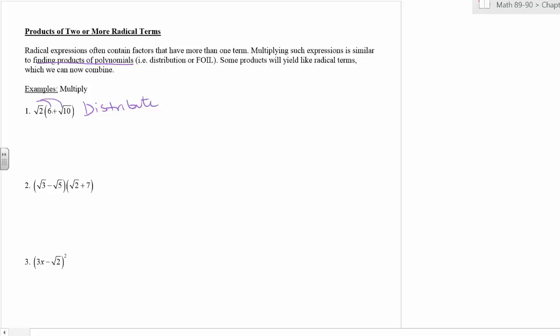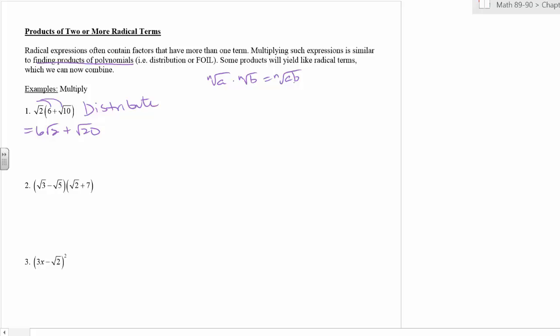So what's the square root of 2 times the square root of 6? Well, the 6 is on the outside of a radical. The 2 is on the inside, so we just end up with 6 square roots of 2. Plus the square root of 2 times the square root of 10, you just end up with the square root of 20. So remember this rule. If you have the nth root of a times the nth root of b, that's the same as the nth root of ab, but they both have to be under the radical with the same index.